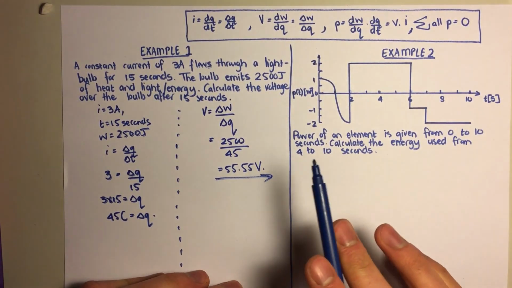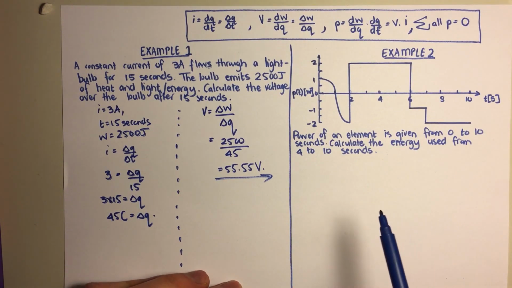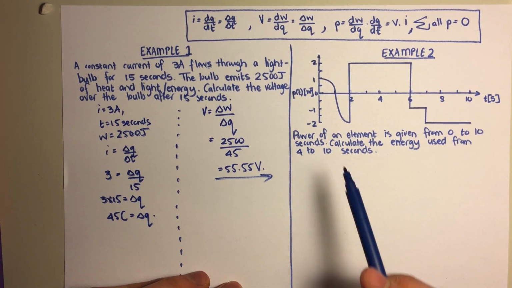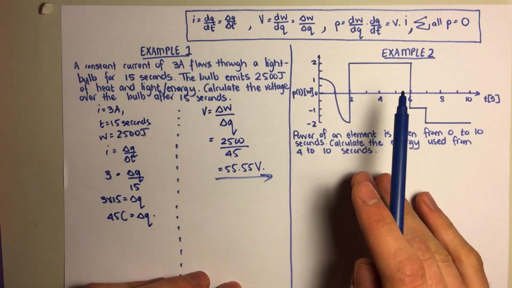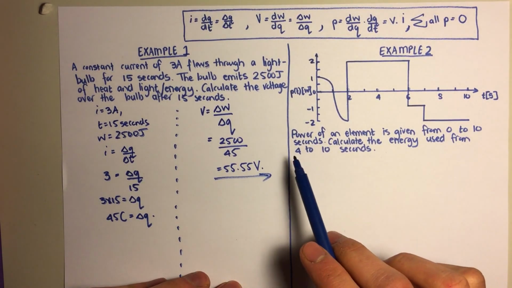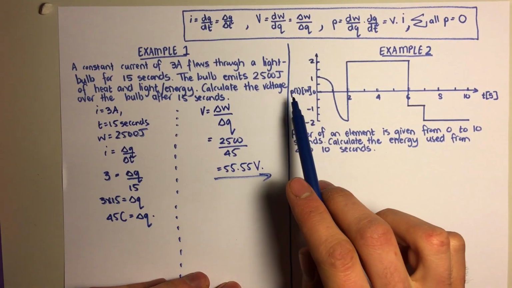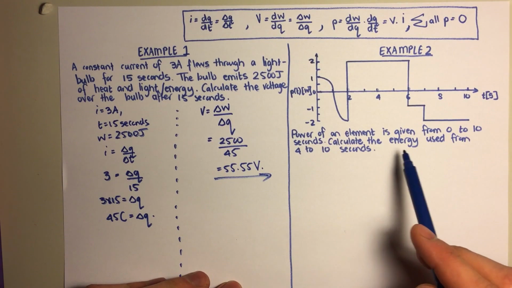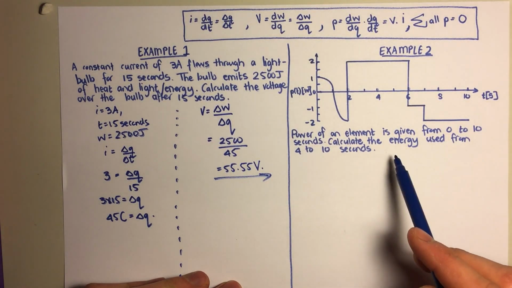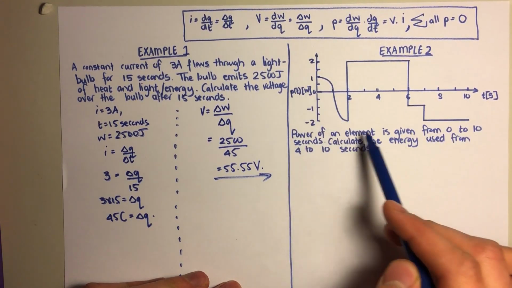The second one is a graph that is given, a power graph. But don't worry too much about the shape. It looks complicated in the beginning, but it's just to confuse students. It's a power versus time graph, and it says power of an element is given from 0 to 10 seconds. Calculate the energy used from 4 to 10 seconds. So from 4 to 10, we never even look at the first part.